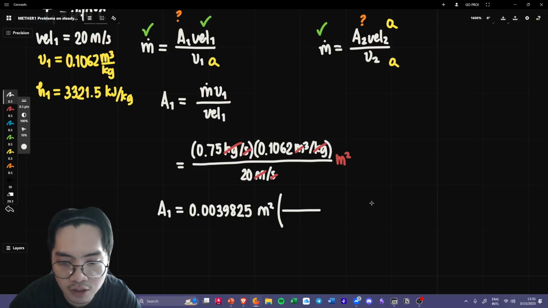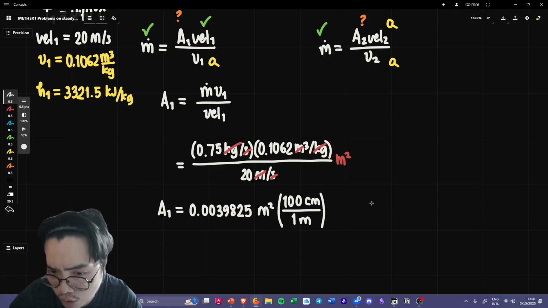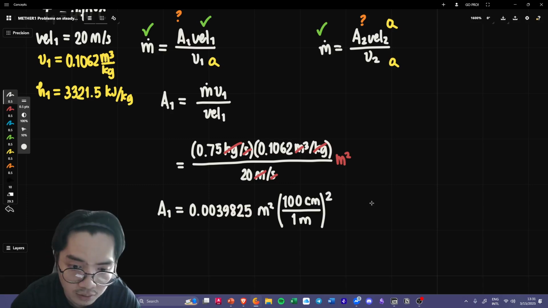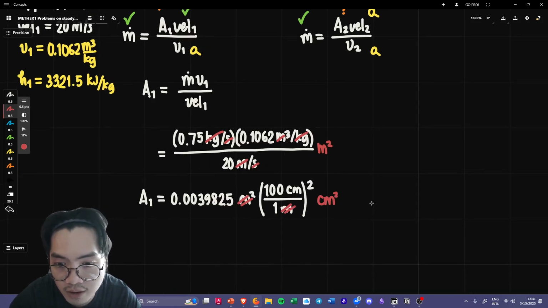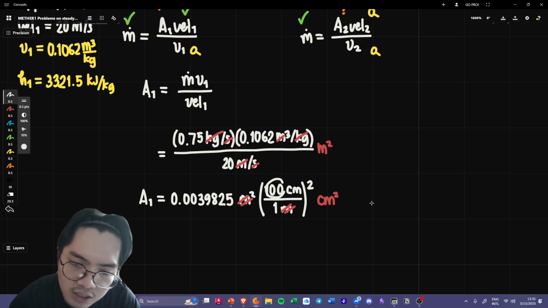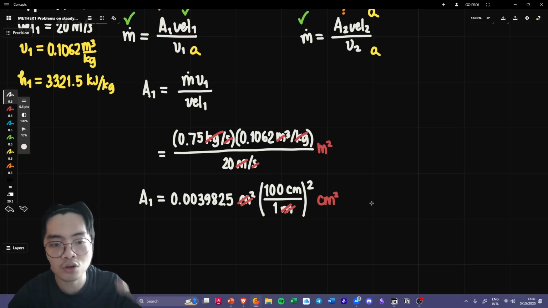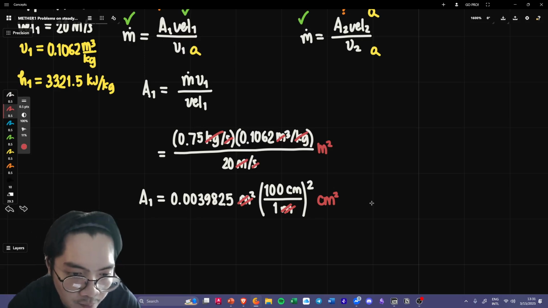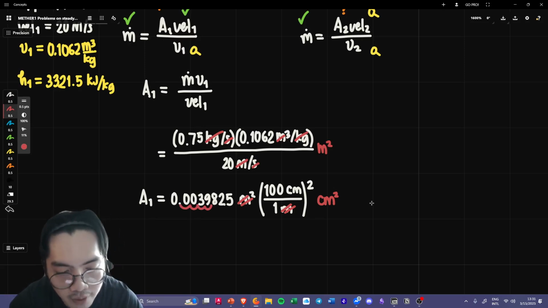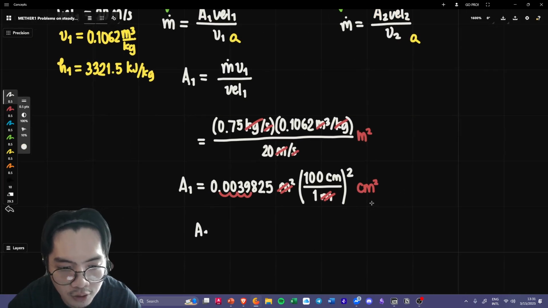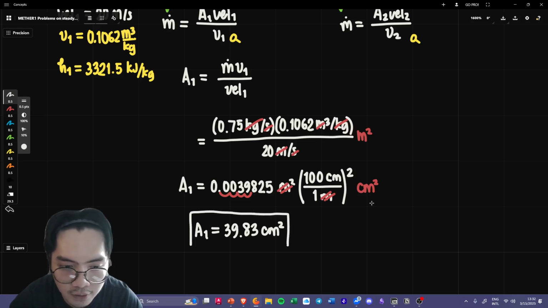This is not square centimeter yet. In fact, what you need to do is, for 1 meter, you have 100 centimeters. You're going to apply that twice. So, cancel, cancel, cancel, cancel. You will have centimeters squared now. And what you will need is to multiply 100 twice, AKA 10,000. Now we know that your A1 is going to be 39.825, or 39.83 centimeters squared. This is your value of A1.